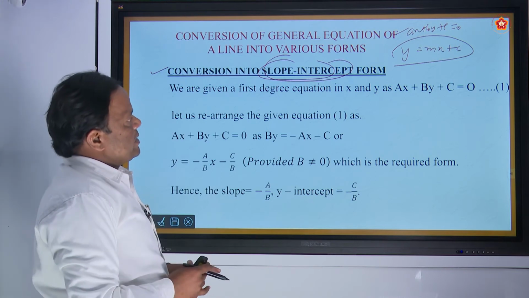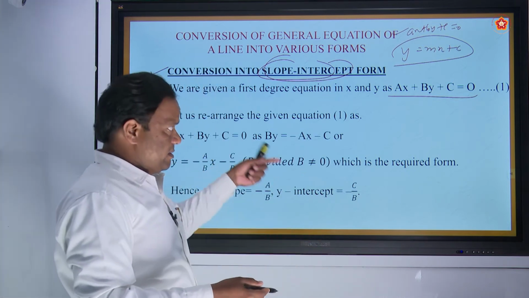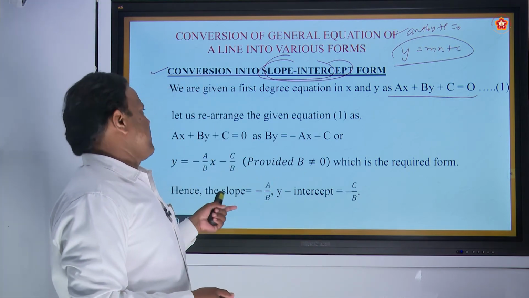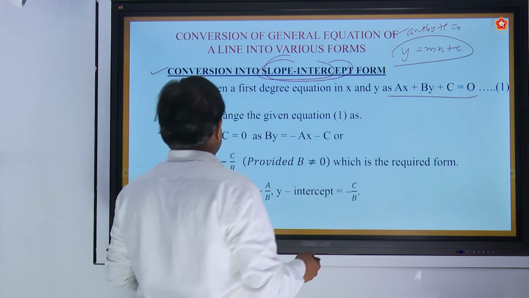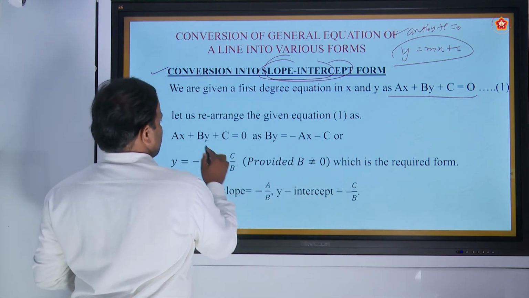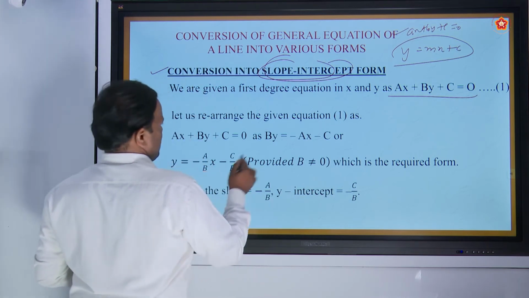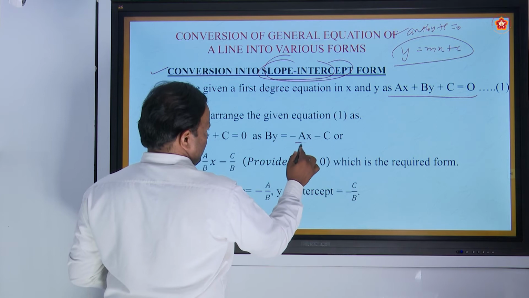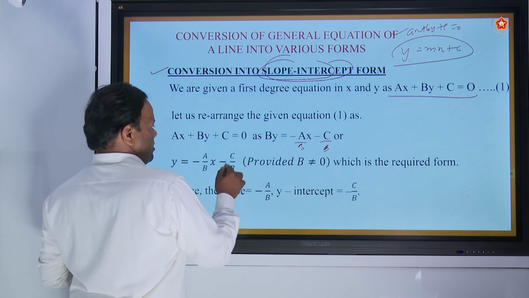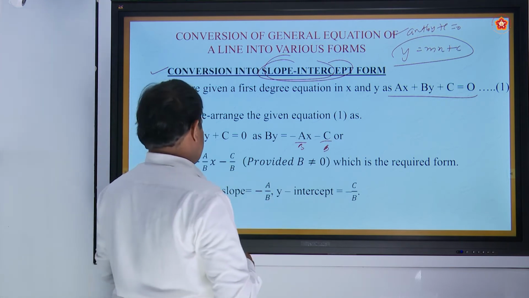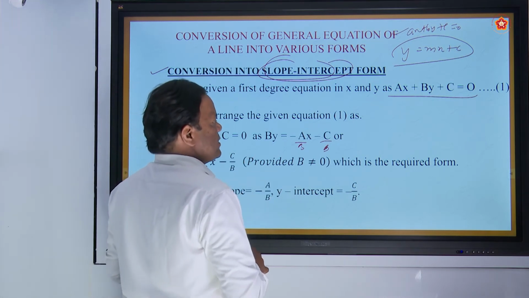We are given the first degree equation in x and y, ax plus by plus c equal to 0, called equation number 1. I think this was repeated in the previous slide, maybe. Okay, I am taking it once again. Let us rearrange the equation. Ax plus by plus c equal to 0 implies by equals minus ax minus c. So y equals minus a by b x minus c by b, provided b is not equal to 0. If b is 0, this becomes indeterminate. This condition is there, which is the required form of the equation.